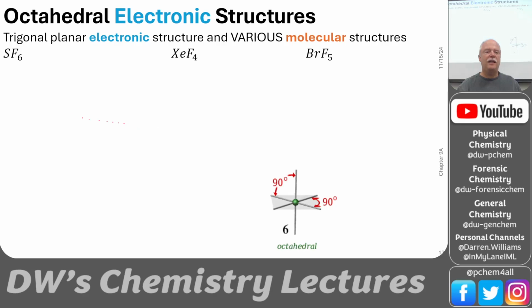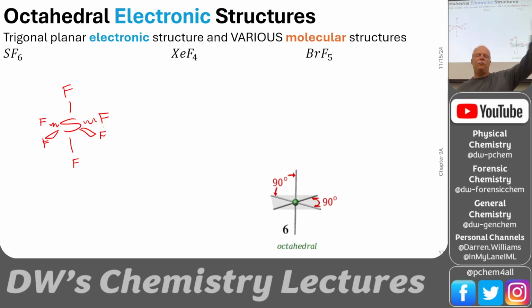SF6 is the classic example. When I get in a hurry, I do a squiggly line. Okay. Now, if you see there's 6 points on that structure where we put the atoms, and this is another copy paste error here. So this is the octahedral electronic structure, and this is an octahedral molecular structure. But where's the octa part?